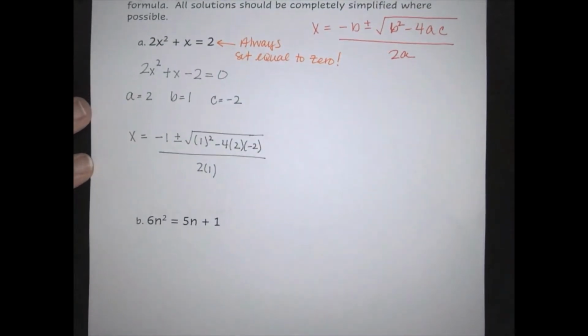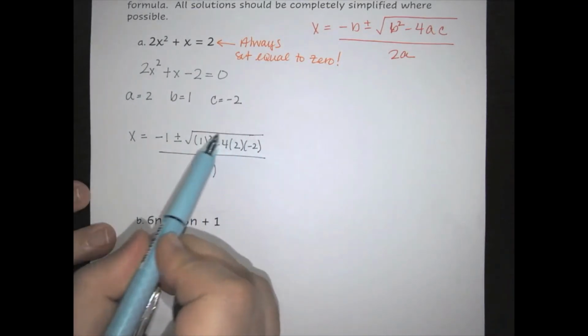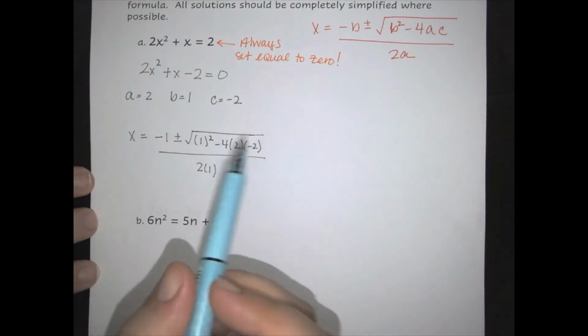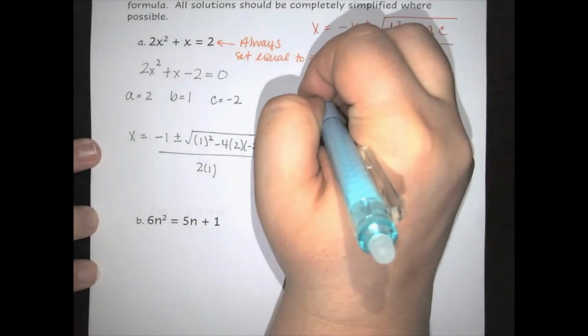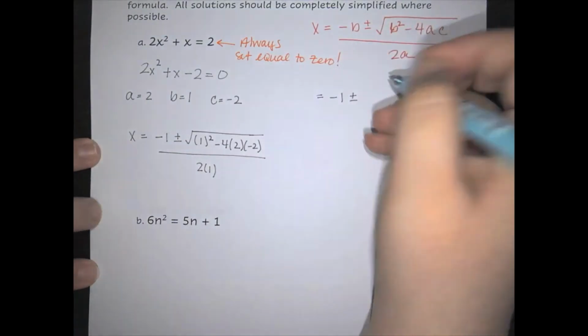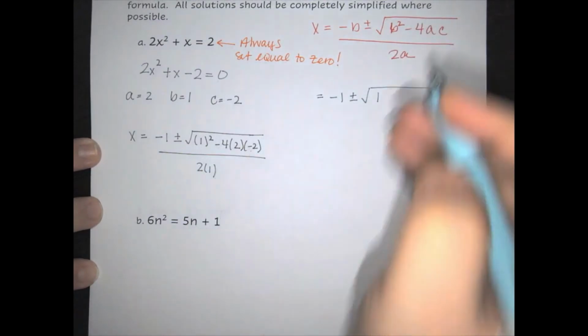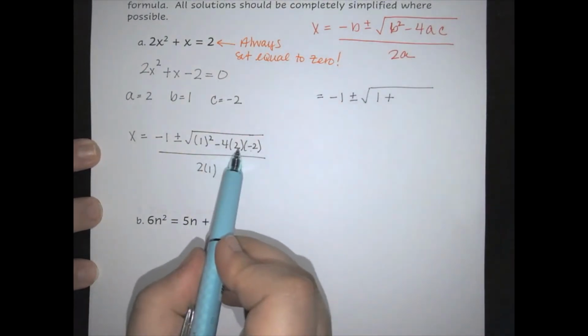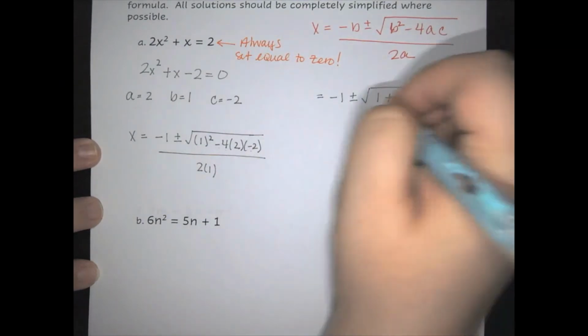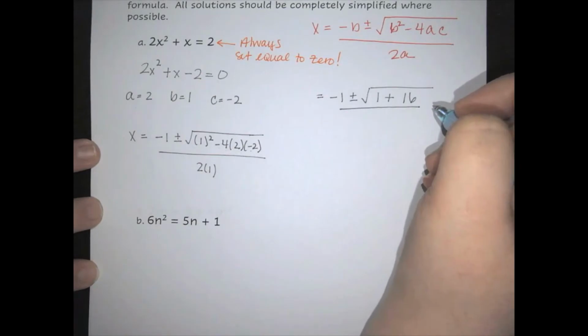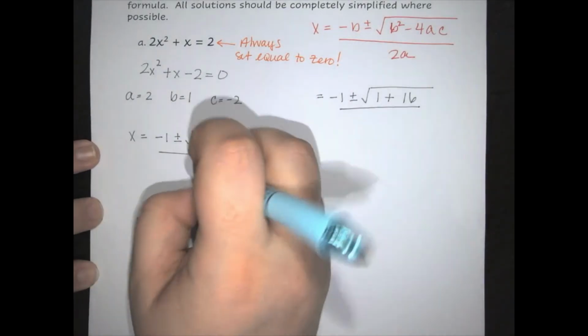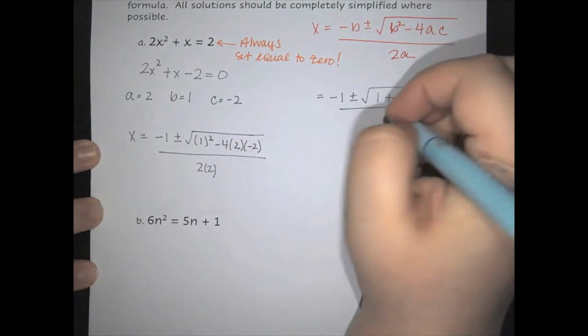Once you plug everything in, it's just a matter of reducing and solving as far as you can go. The first thing we're going to do is work inside your radical. So here we would have negative 1 plus or minus 1 squared is 1. I have negative times negative, which is positive. 4 times 2 is 8, times 2 more is 16, and the whole thing is over 2 times 2, which is 4.